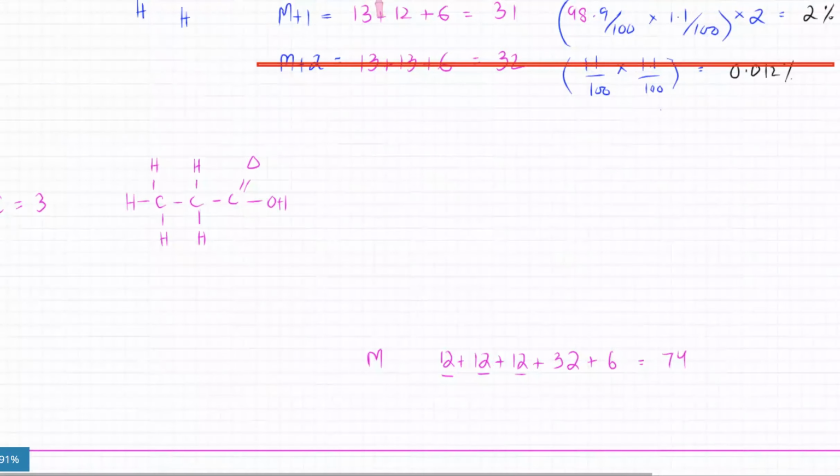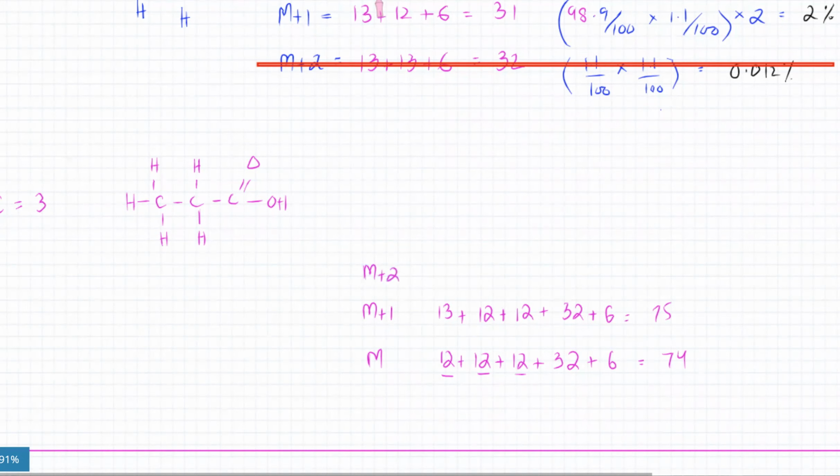Achha, so the next one, you might have an M plus 1 peak. Why? Because one of the carbons would be 13. And it could be any one of them. So there are 3 separate events. 32 is 2 oxygens, and so this would give you, I think, 75. And then there would be an M plus 2 peak as well. 2 of the carbons could be 13, and you're going to get something at 76. And there would be an M plus 4 peak as well.